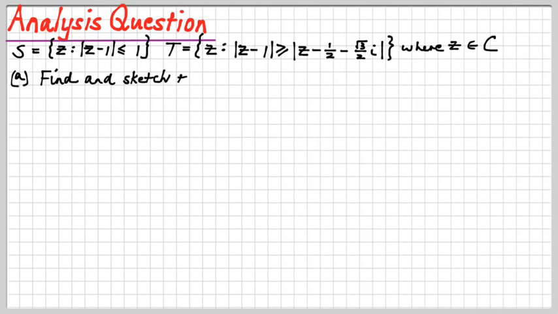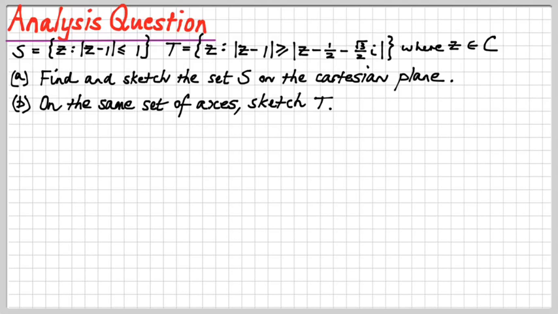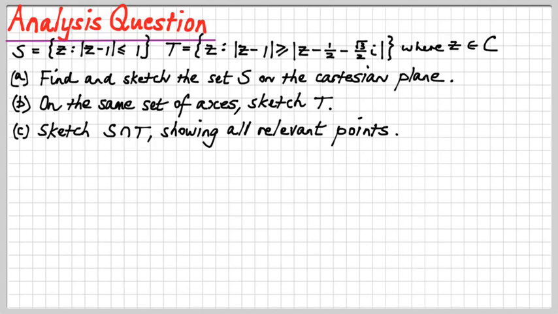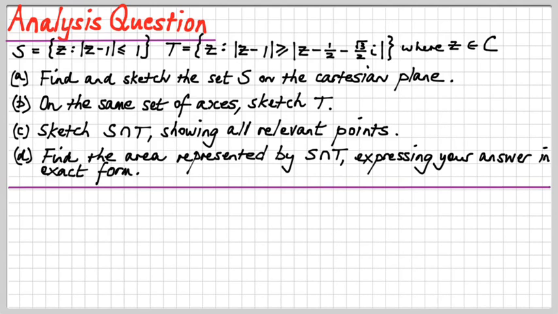Okay, so find and sketch the set S on the Cartesian plane. That's the first bit. On B, on the same set of axes, sketch T. Third bit is sketch S and T, where both have to apply at the same time, showing all relevant points, right? And the last bit, which is the king hit, is find the area represented by S and T, expressing your answer in exact form. And the king hit is going to be our king hit on it, basically, not it on us.